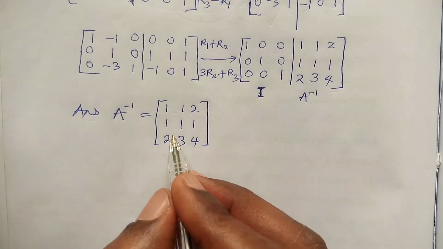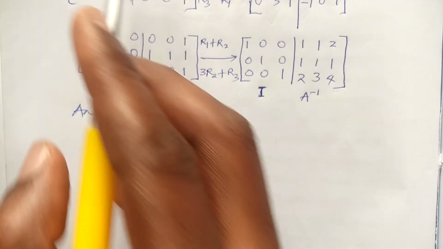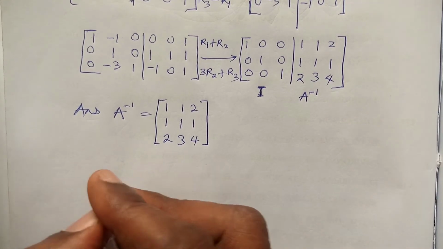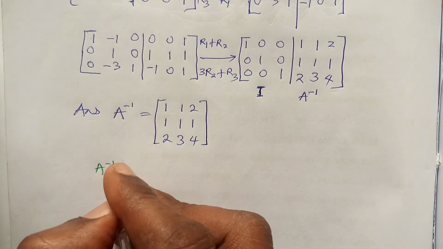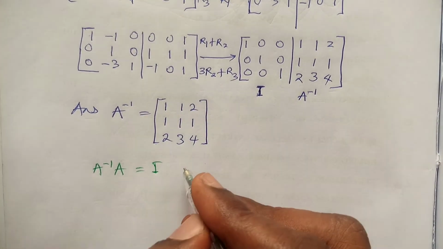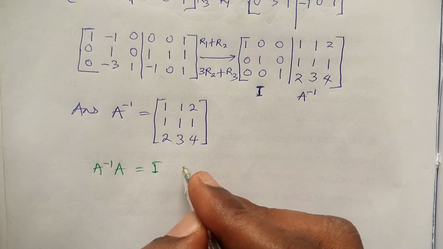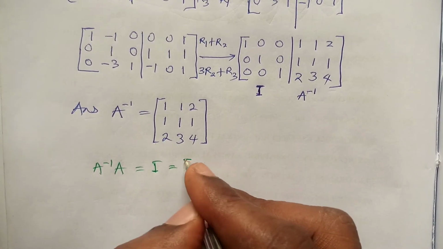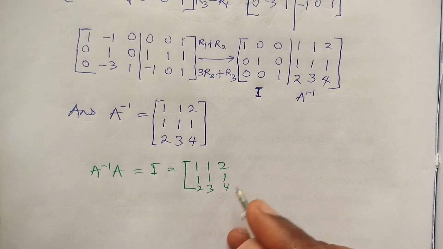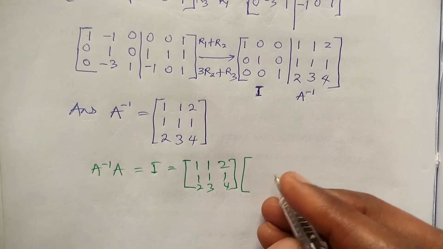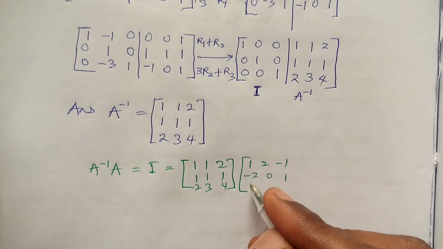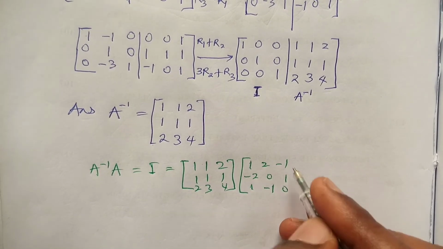Of course, since we have a little time, you can prove it. If you multiply this with A, you are supposed to get the unit matrix. So let's do the first. Let's do it fast: 1, 1, 2, 1, 1, 1, 2, 3, 4 times the given matrix 1, 2, minus 1; minus 2, 0, 1; 1, minus 1, 0.